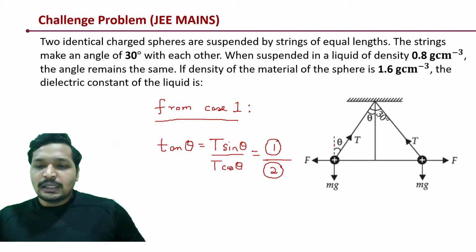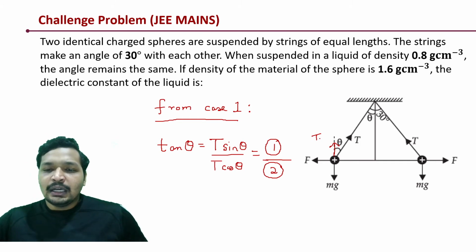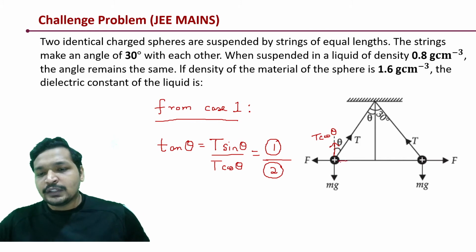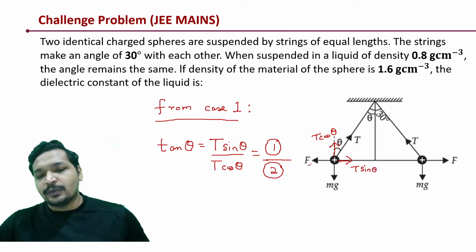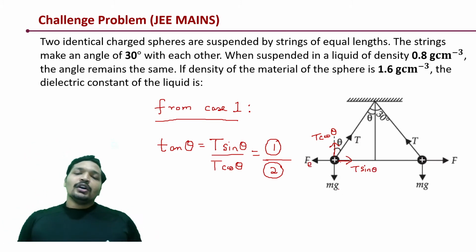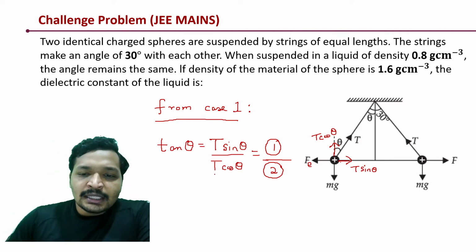Okay, that's it. You have this T cos theta in this direction, and T sine theta in this direction, and this is going to be Fe. This is that rho s into V into G. So let's do a thing. Let's substitute the value of your 1 and 2.